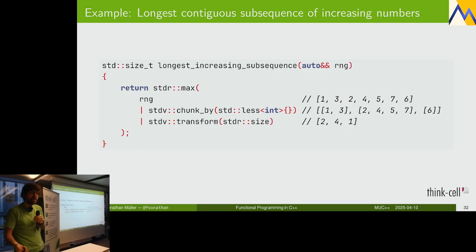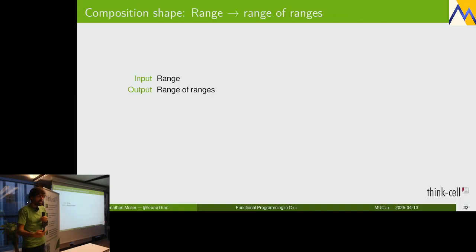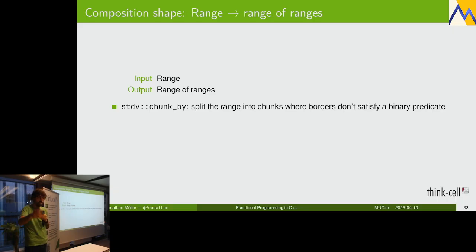Chunk by is a bit weird algorithm, a bit weird to wrap your head around, but it's really, really useful. We're going to use it again in the next problem. The composition shape here is we've got a range, and we want to get a range of ranges. So chunk by splits the range at borders where they don't satisfy a predicate. There's also, at some point in the pipeline, an algorithm like chunk on that does the same, but at a specific value or something like that.